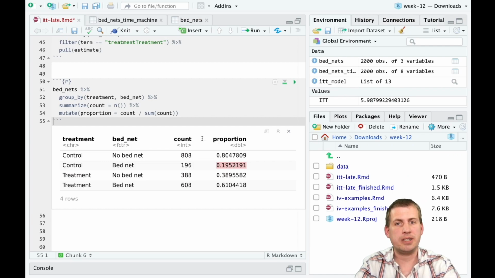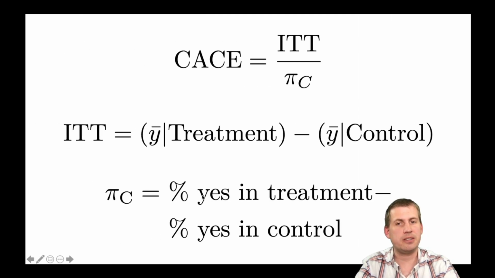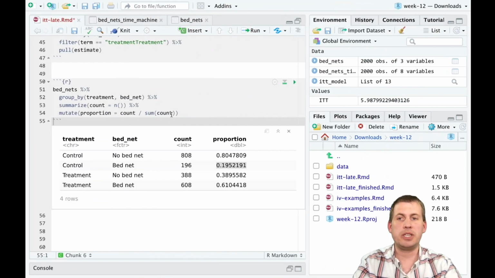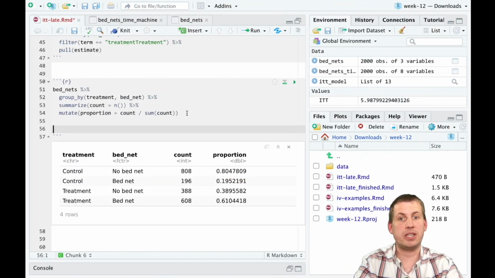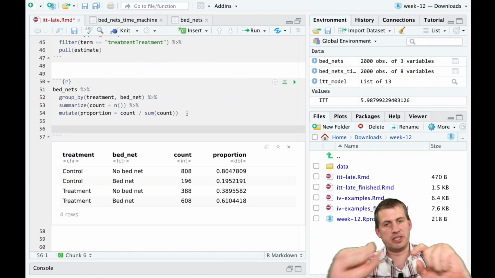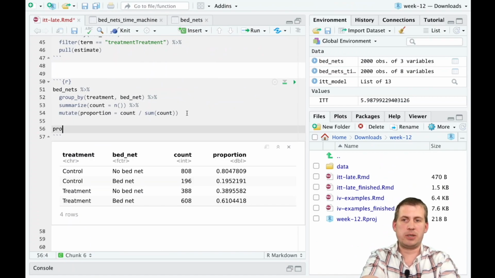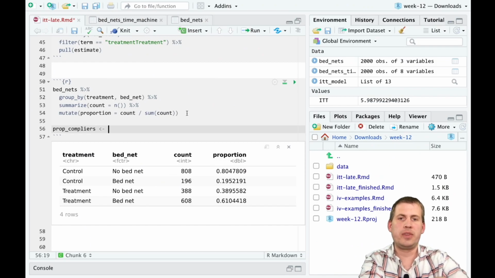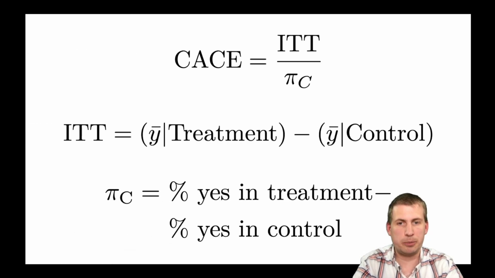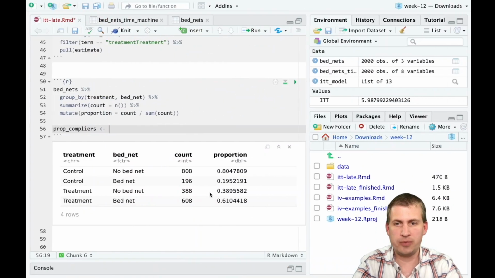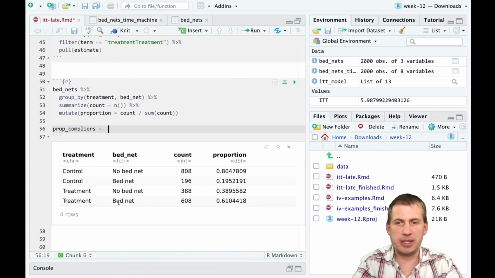So if we look back at the slides, what we care about is the percent of people who did it, who were assigned to treatment, minus percent who did it in control. So we can actually figure that out here. We can either use filter and pull to get those exact numbers out, but because we have to do it twice, we'll just copy and paste here. So we're going to say proportion of compliers equals, so this was, again, the percent yes in treatment. So that would be percent using BedNet in treatment. So that's our 61% here.